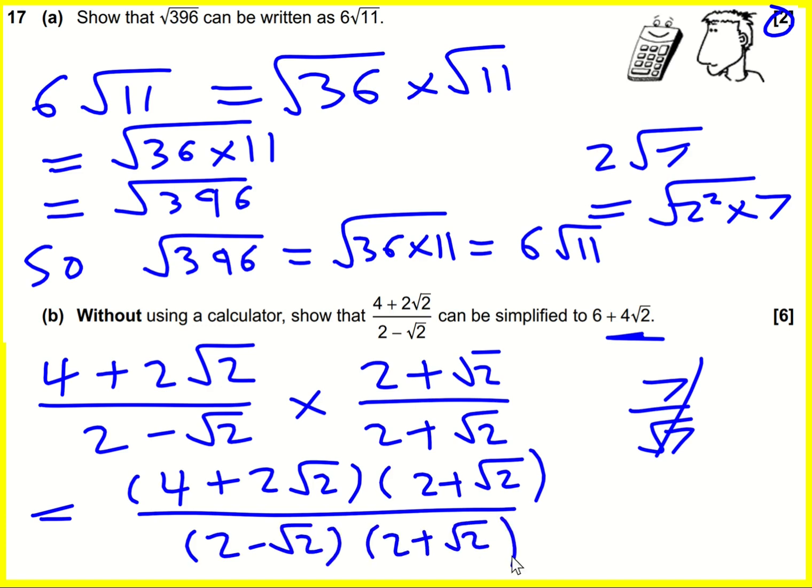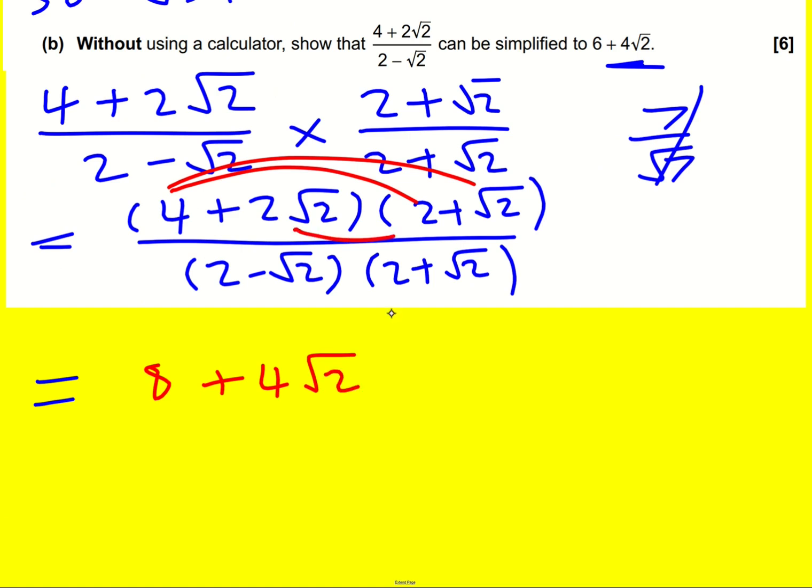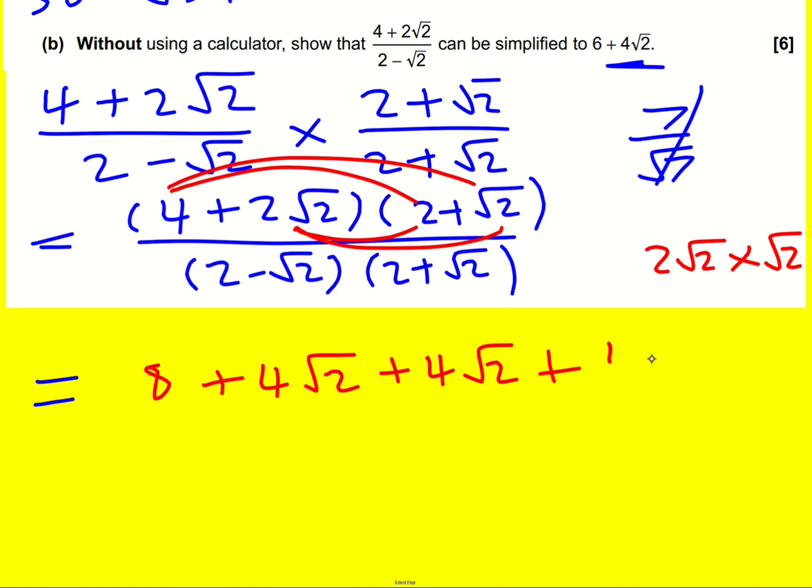Not left myself much space, so I'm going to have to come down here. Let's multiply the first one. It's going to be 4 times 2, 8. 4 times root 2, so plus 4 root 2. Then plus 4 root 2 again. And finally plus 2 root 2 times root 2. Root 2 times root 2 is just 2, and then 2 times 2 is 4, so this just becomes plus 4.